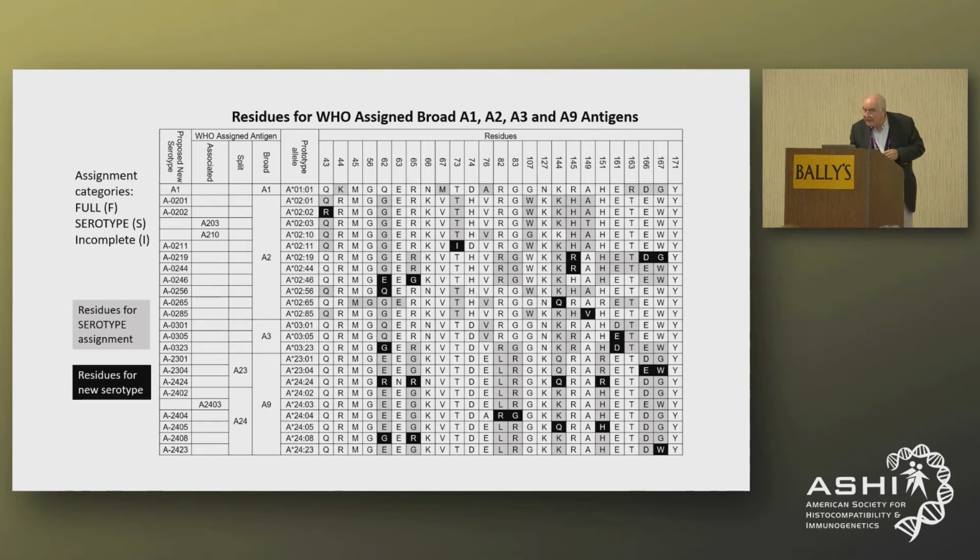For example, A0219, which we described in Argentina, is very common in some native populations, and it's a hybrid of A2 and A24. So indeed, we needed to create a common serotype specific for that too, using the residues that are shared with A2 and A24. This is the kind of work that we put in for defining serotypes.